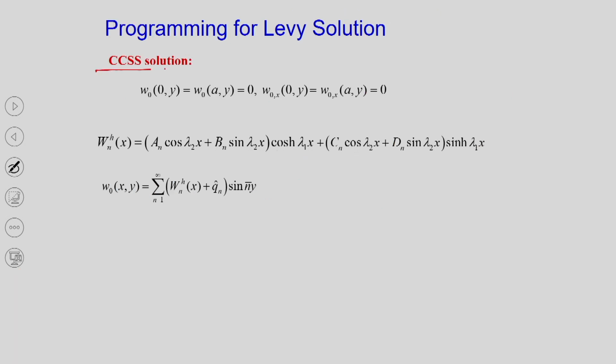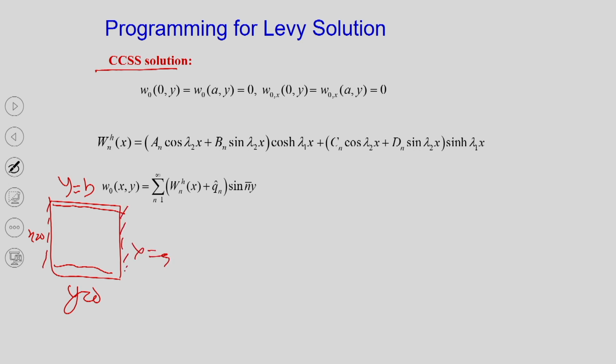So we are interested in solving a plate where y is equal to 0 and y is equal to b are simply supported, and x is equal to 0 clamped and x is equal to a clamped. What is the condition for a Levy type solution? That two opposite edges must be simply supported. So along the x axis, at x 0 and x a, deflection must be 0 and slope must be 0.